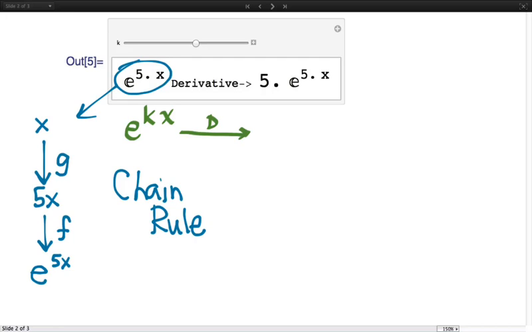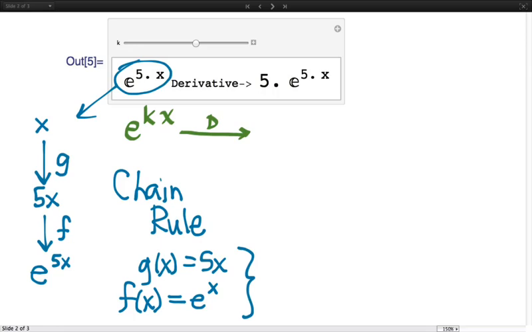Let's call the first one g, the second one f. And so we could write g of x is equal to 5x, and if f of x is equal to e to the x, then how do we write e to the 5x using these two functions? How do I put f and g together to make e to the 5x? Multiplied by the derivative of g of x. Right. So you've not only told us how to put this together, you've also told us how to apply the chain rule to it, how to take its derivative.